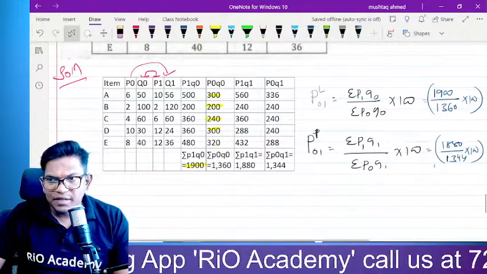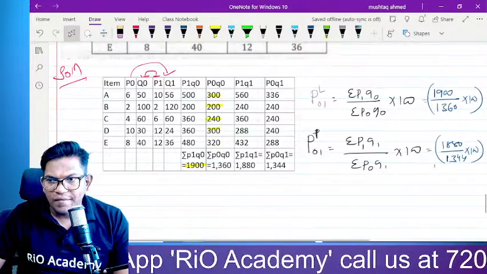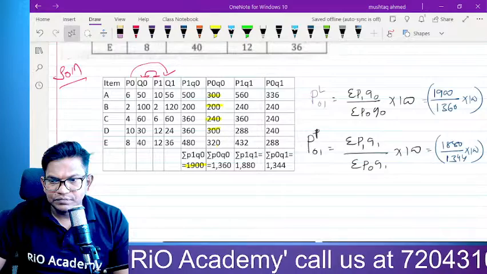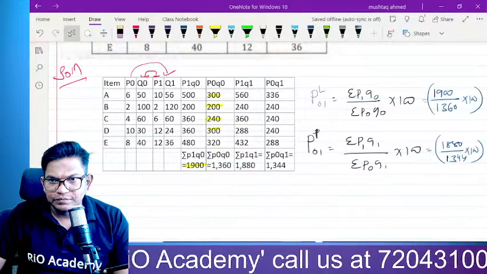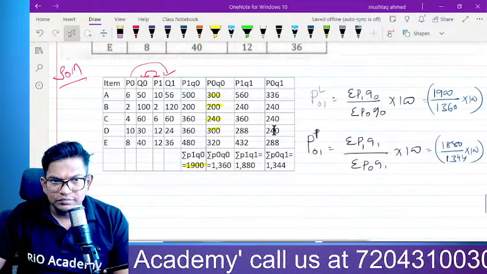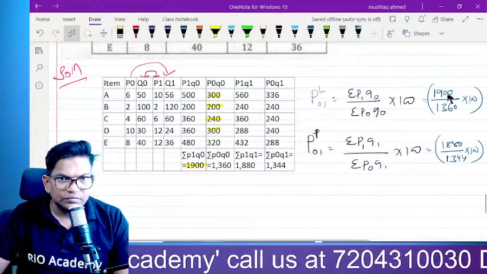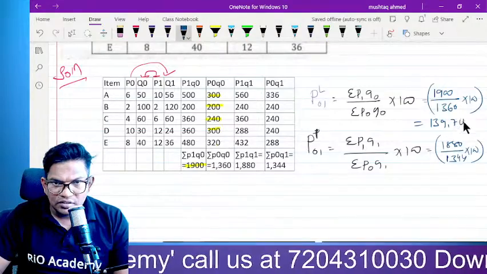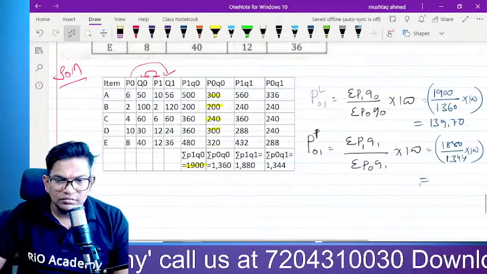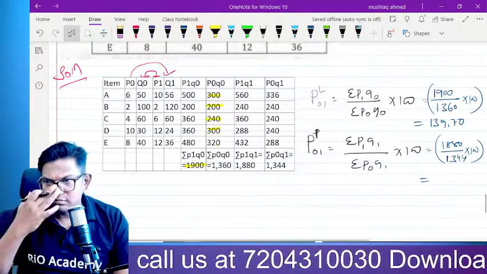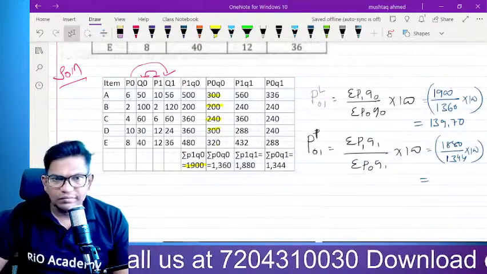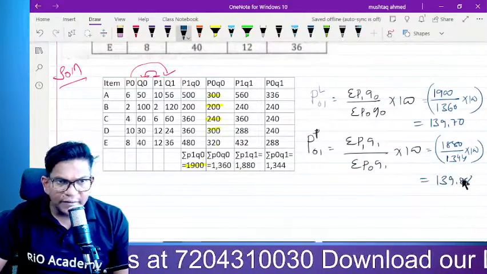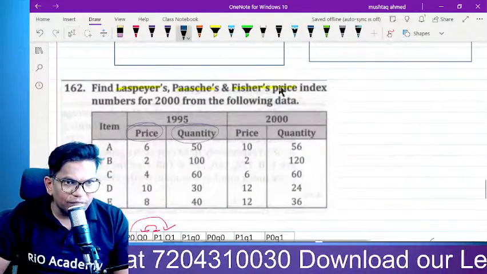Tell me quickly, how much is it? 139.70. First one 139.70, and this one 139.88. 139.88. Next, what they want us to find out? Fishers, right?